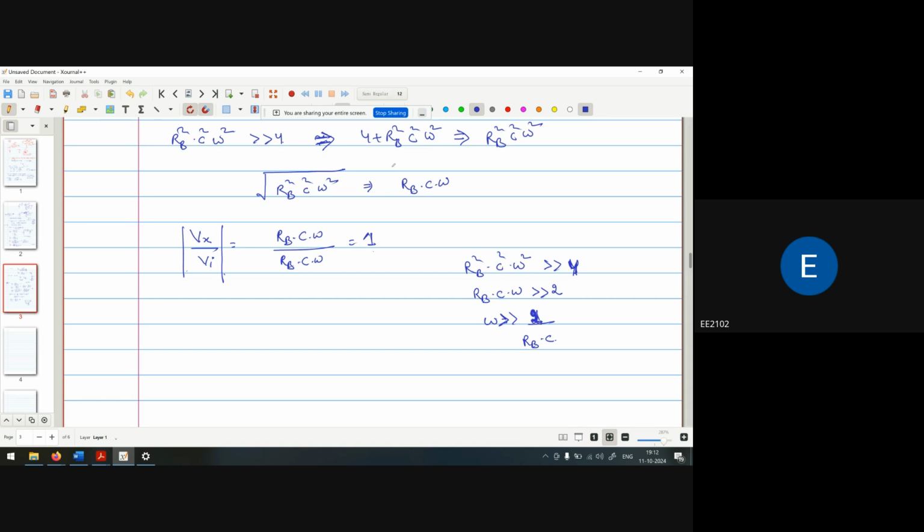And f is equal to 1 upon pi into Rb into C. This is the frequency.